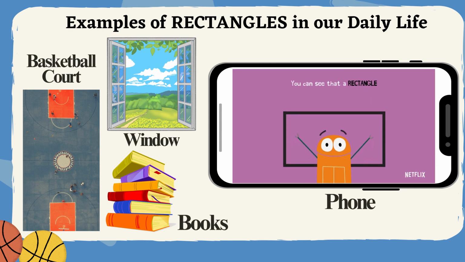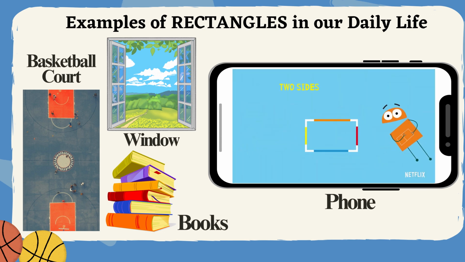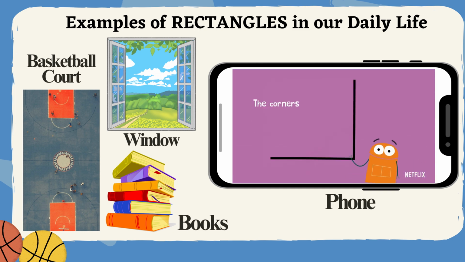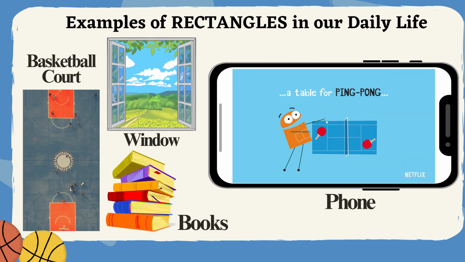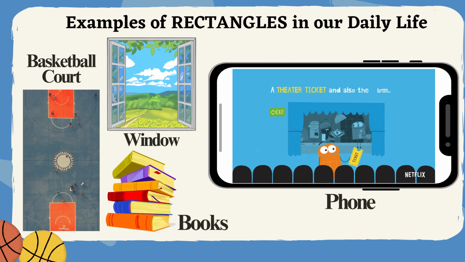You can see that a rectangle looks like a square, but 2 sides are longer. Come on, let's compare. 2 sides are much shorter. You see, it's a breeze. The corners are angles of 90 degrees. And that makes the shape of a fridge, which is cool. A table for ping pong. And even a pool. A theater ticket, and also the screen.